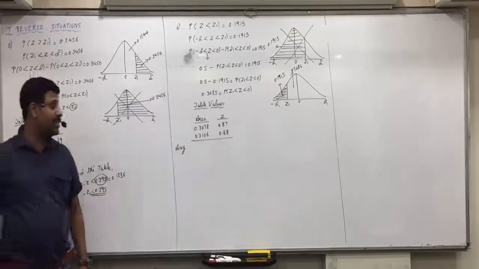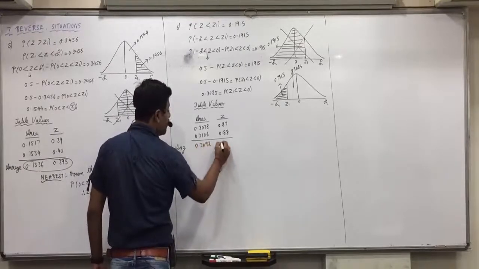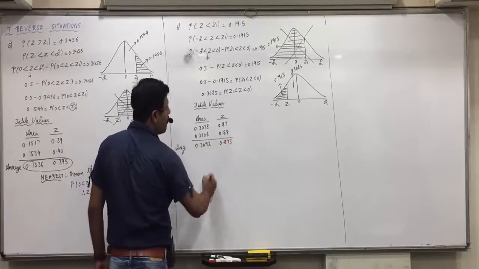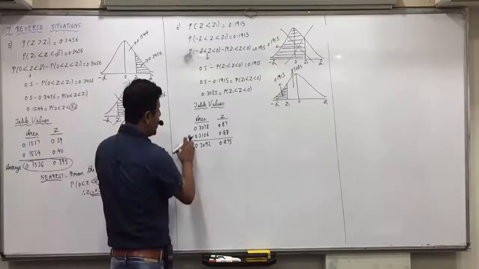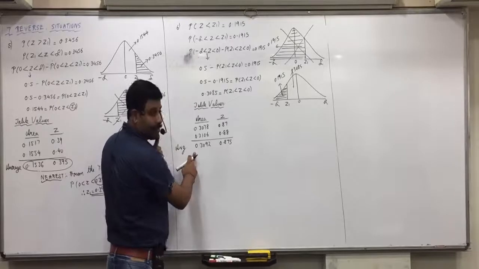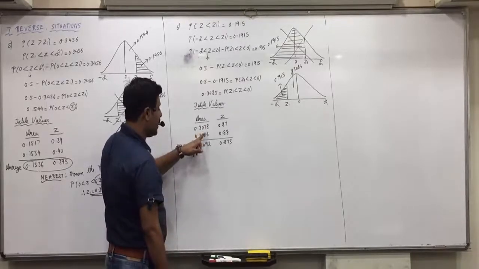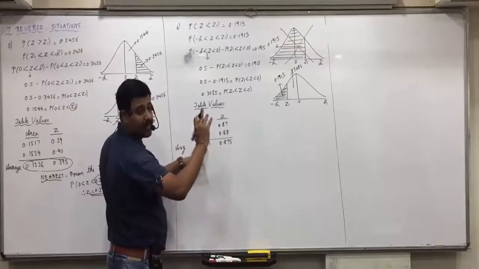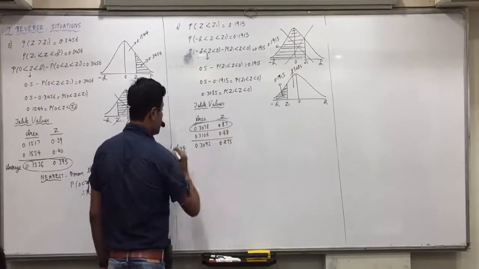Now average, 0.3092 and 0.875. Now tell me, 0.3085 is nearest to which? Both are at equal distance, so any of the two can be taken. 0.3078 and 0.3092 both are at equal distance from 0.3085. Let us go with this one.